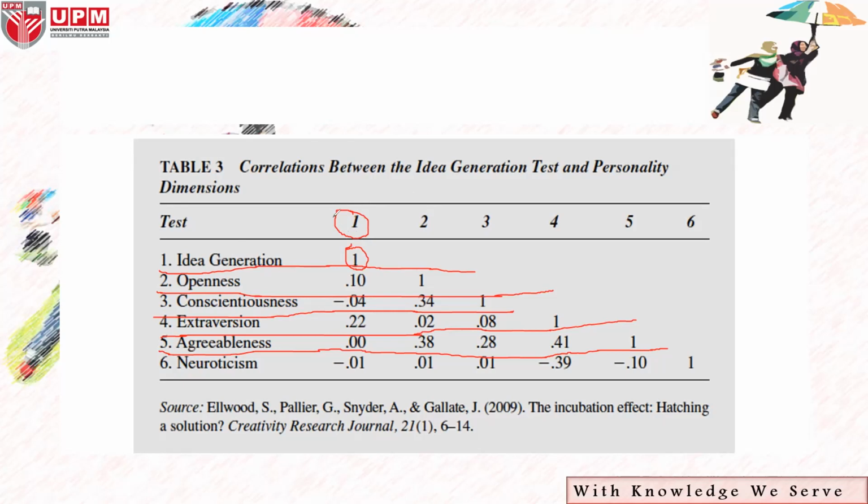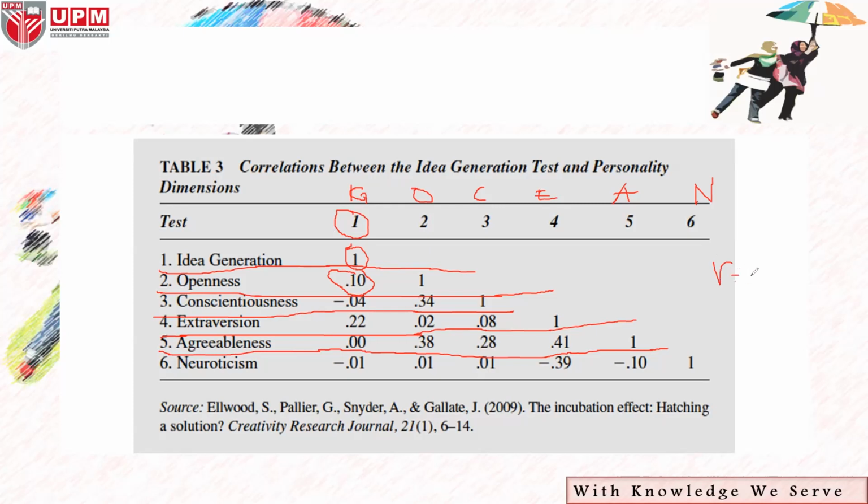Okay, now the relationship between idea generation and openness. Idea generation and openness. So this is the value. Openness and idea generation. See this one, idea generation, IG. This one openness, this one conscientiousness, this one extraversion, this one agreeableness, this one neuroticism. Okay. So the relationship between openness and idea generation is 0.1.